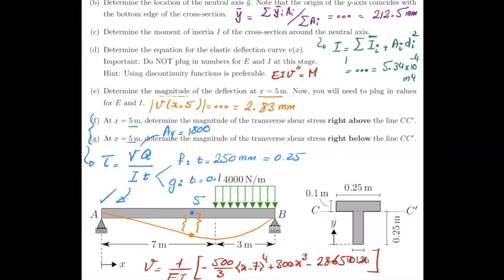That's the only difference. So if you do the calculations for part F, the shear stress would be 29.5 kilopascal. For part G, so slightly below, it would be 2.5 times larger because the thickness is 2.5 times smaller, and that would be 73.8 kilopascal.